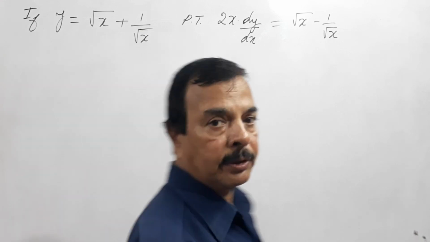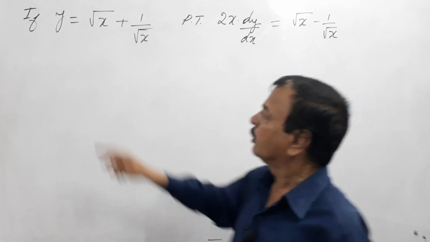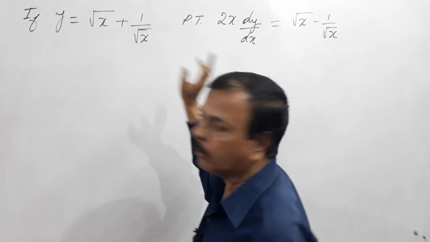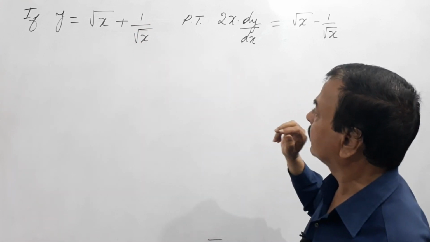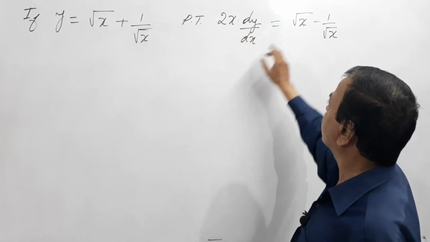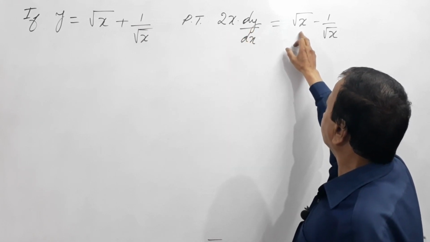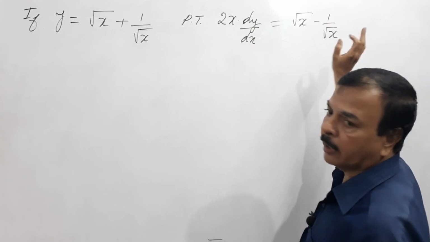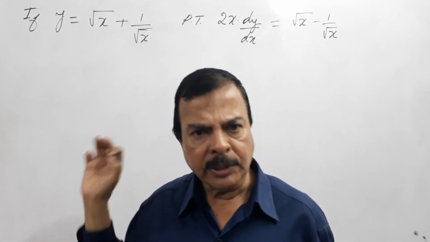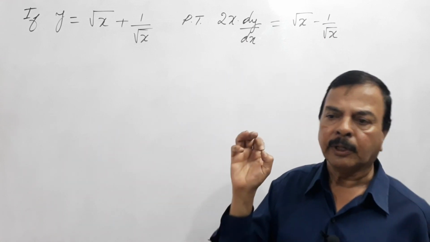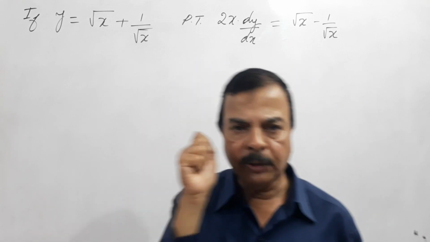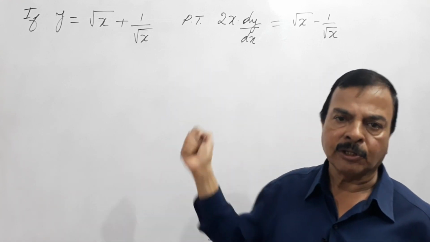So dear students, we have another problem. If y equals to under the root x plus 1 by under the root x, that is under the root 1 by x, prove that 2 into x into dy by dx equals to under the root x minus 1 by under the root x. So here once again I have told you, very simple problem. Only thing you have to catch the clue how to solve this problem. Once you recognize that point, you can easily solve this problem.